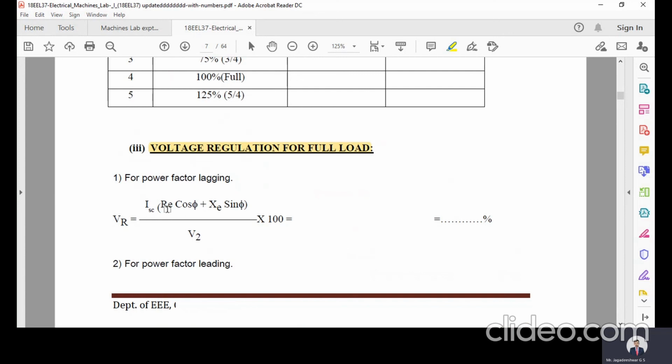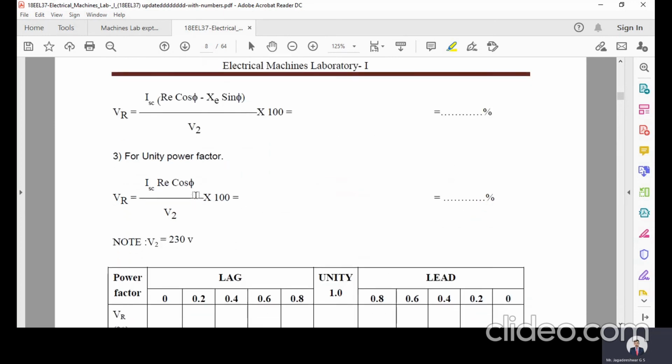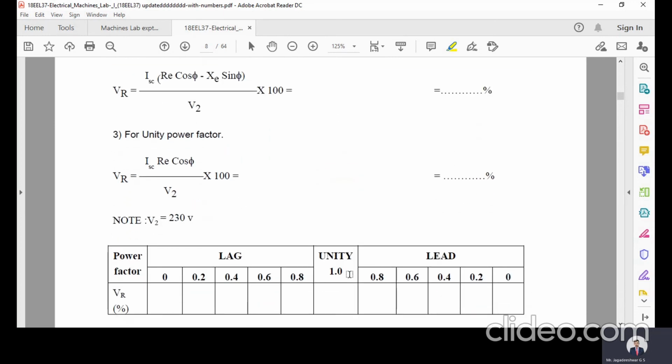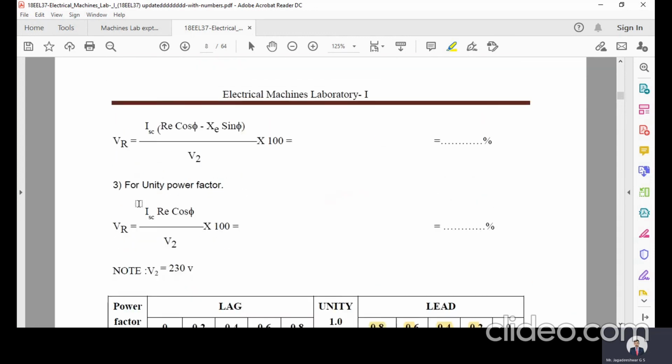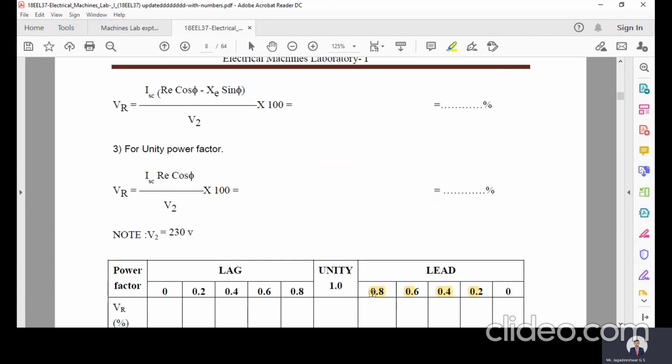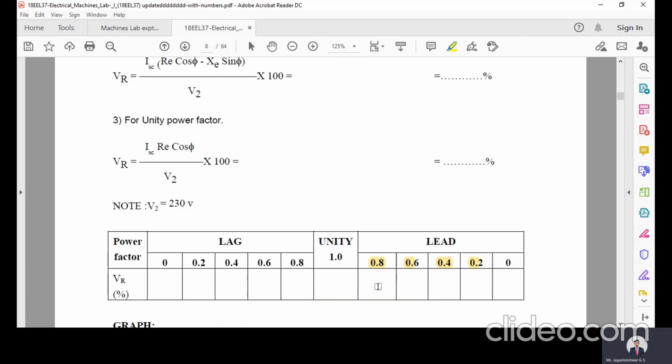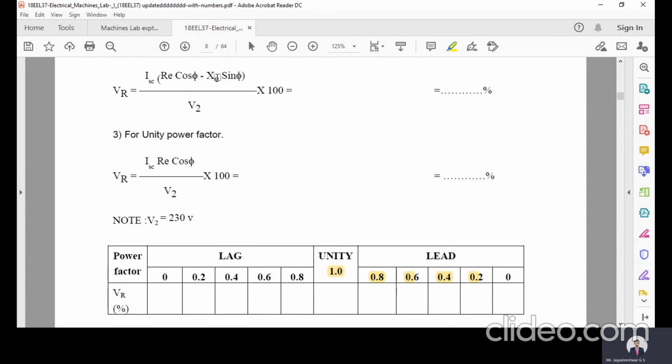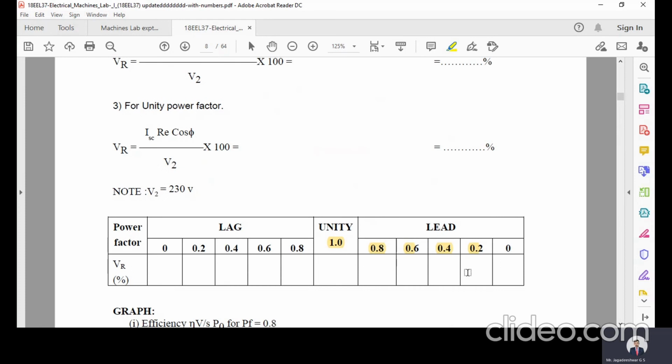So using the same values, we can substitute here, and cos phi is nothing but, so here we can calculate for different power factors: 0.8, 0.6 lead, 0.4 lead, 0.2 lead. So substitute here and enter all these values in this tabular column. Once you find out these values, you also have to calculate at unity power factor using this formula. Here this term will be 0 because sine 0 will be 0. So substitute here, you will get regulation at unity power factor. So tabulate in this tabular column.